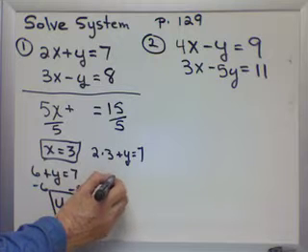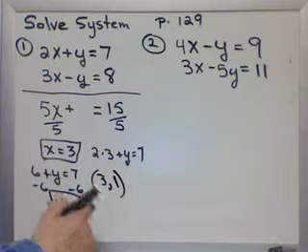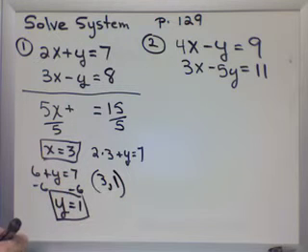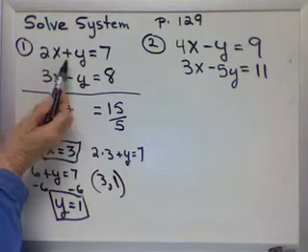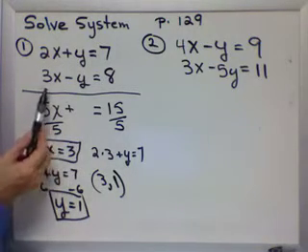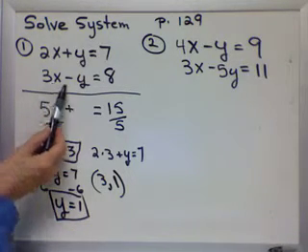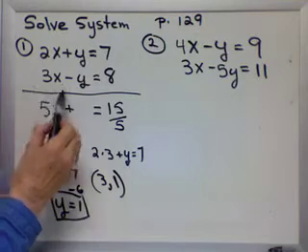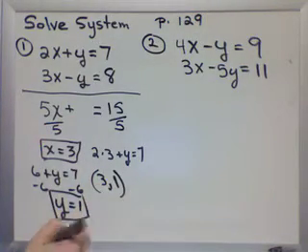You can put the answer in an ordered pair, which is usually the best way to put an answer. And 3 and 1 should work in both of those equations. You can check it if you want. 2 times 3 is 6, plus 1 is 7. How about here? 3 times 1 is 3, minus 1. 3 times 3 is 9, minus 1 is 8. So it checks in both equations.